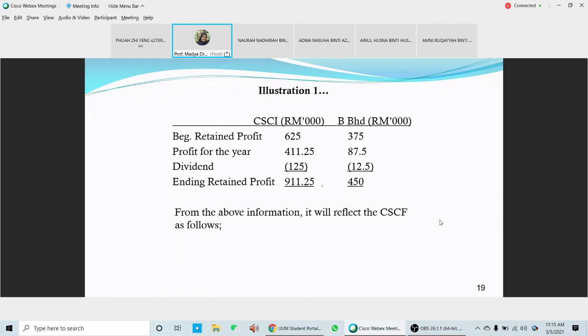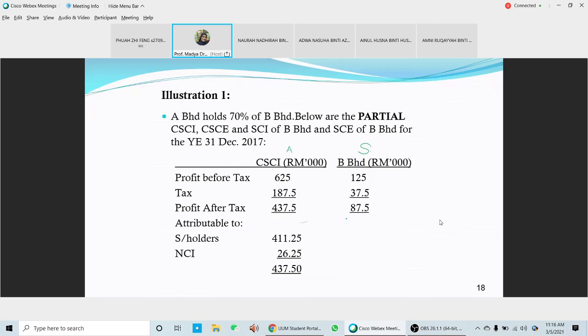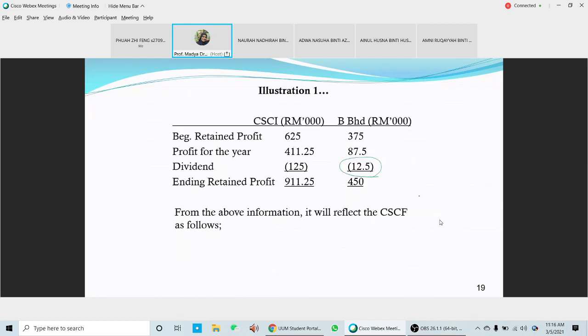Okay. And then, the thing that we need to focus on for the NCI here is only the dividend paid by the subsidiaries. So the profit here does not have any effect, because there is no cash involved. The thing that we need to focus on is the dividend that is paid by the subsidiary, because the dividend paid by the subsidiary will affect both parent and NCI. So now for the NCI part, we're going to look at this one.